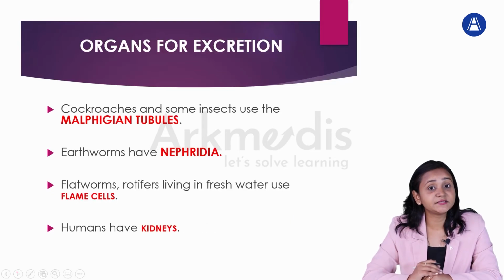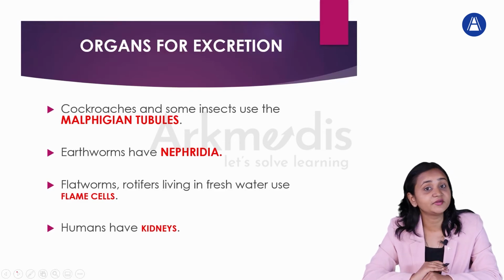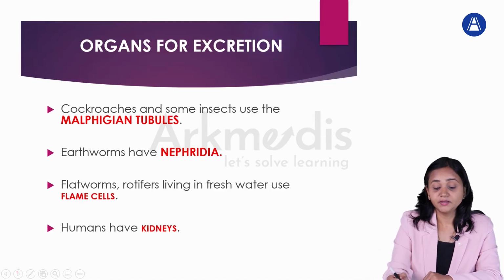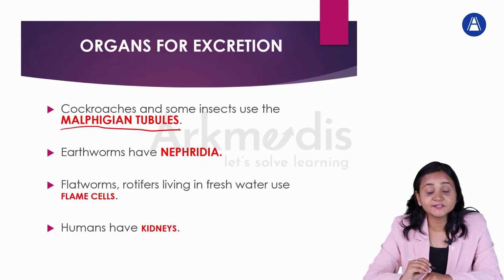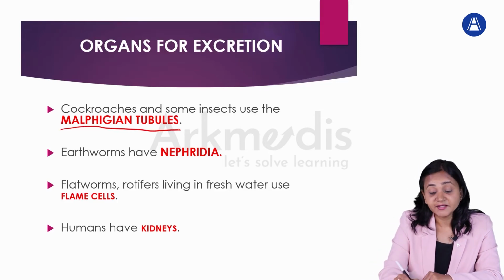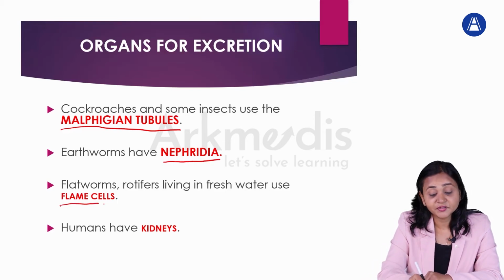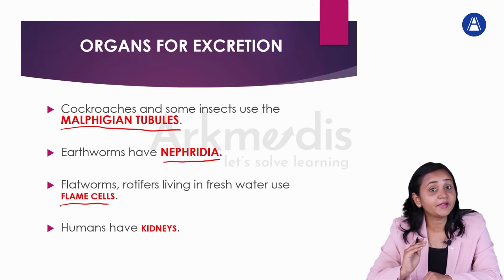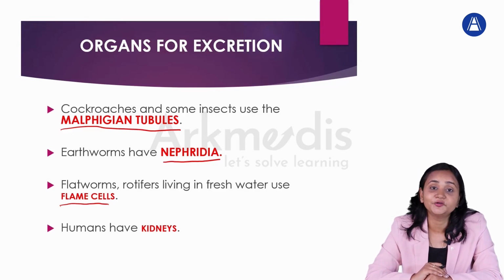The excretory products need to be removed outside the body. So, there must be certain organs that are involved in this process of excretion. We'll learn about them. Now, cockroaches have developed malpighian tubules for this purpose. Earthworms have nephridia. Flatworms have flame cells present in them. Now, humans have the kidney. A pair of kidneys are the main excretory organs present inside humans.